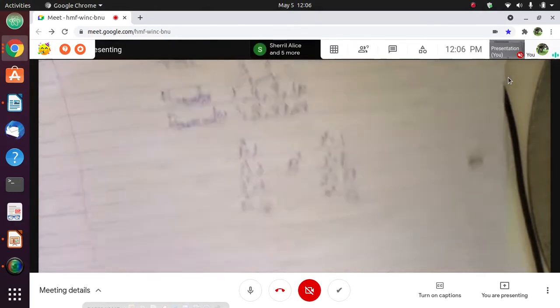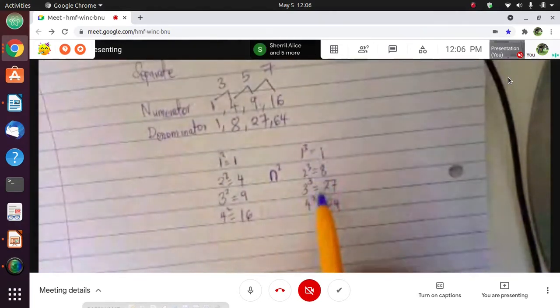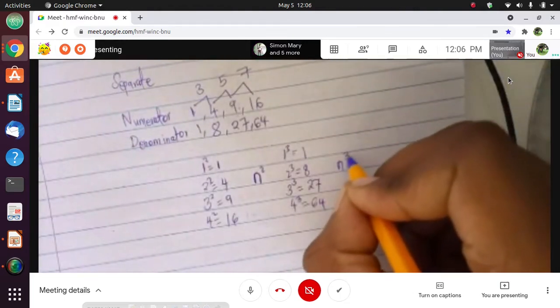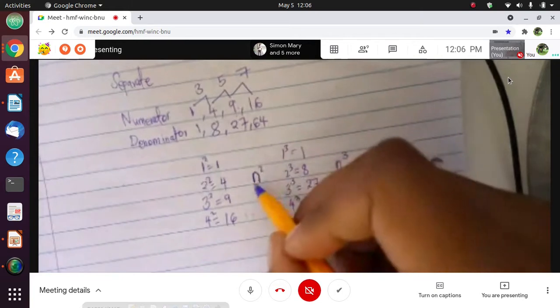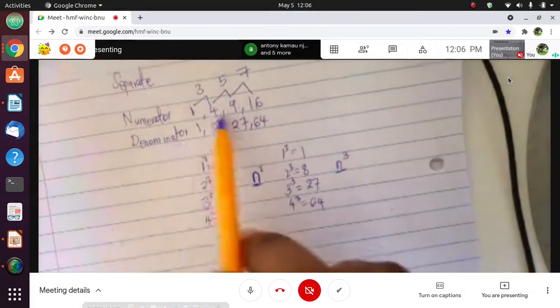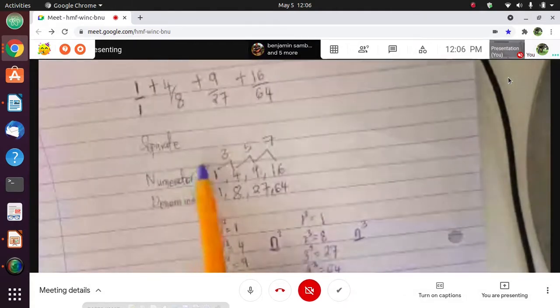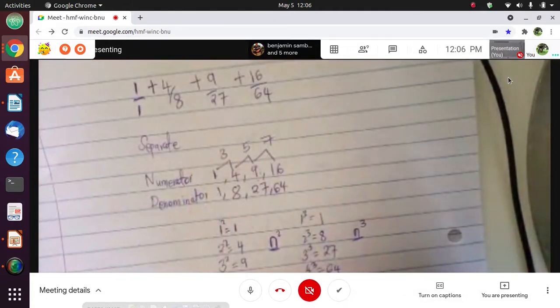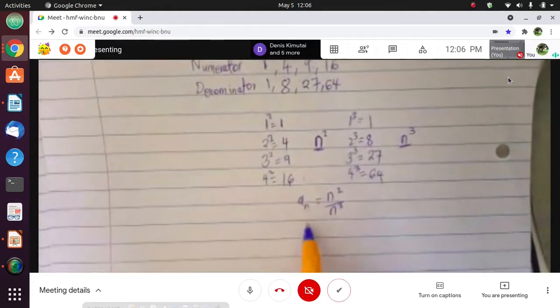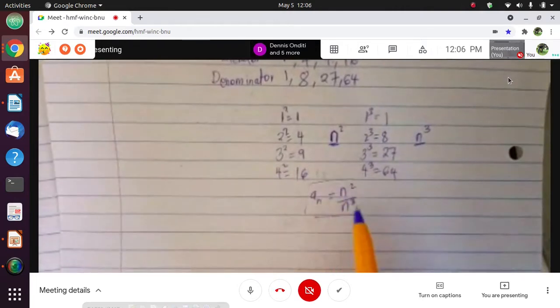Therefore, we can assume, with regards to this pattern, that the general equation for the denominator is the cube of that term, of that number, n. Therefore, the general equation of this fractional sequence is n squared over n cubed. Are we together? The general equation for this sequence will be an is equal to n squared over n cubed.